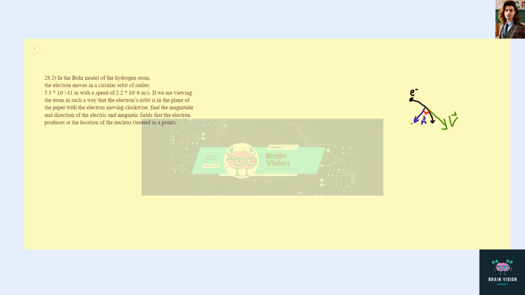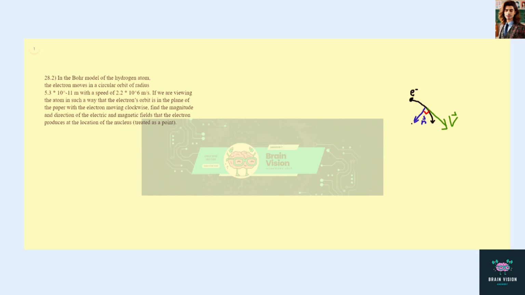Problem 28.2: we have the Bohr model of a hydrogen atom, in which the electron moves in a circular orbit of radius 5.3 times 10 to the negative 11 meters. That's this vector here, r, with a speed of 2.2 times 10 to the 6 meters per second. That's this vector v. We're viewing the atom in such a way that the electron orbits in the plane of the paper, with the electron moving clockwise. We find the magnitude and direction of the electric and magnetic fields at the point produced by the particle.